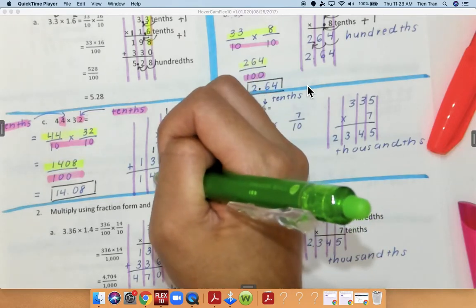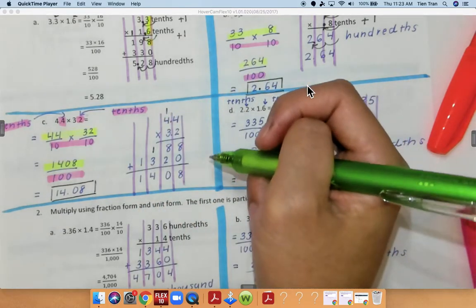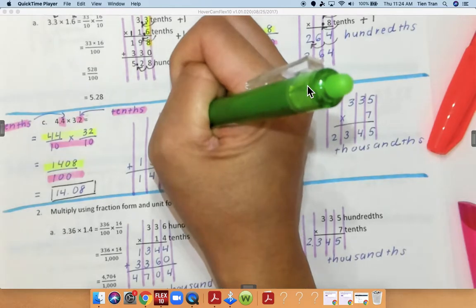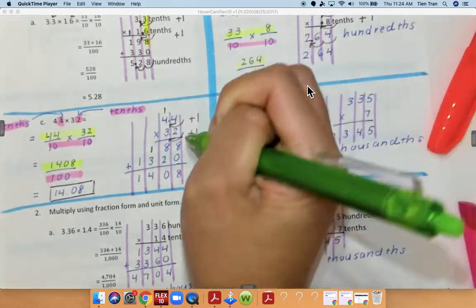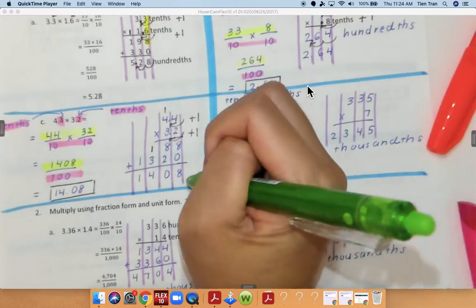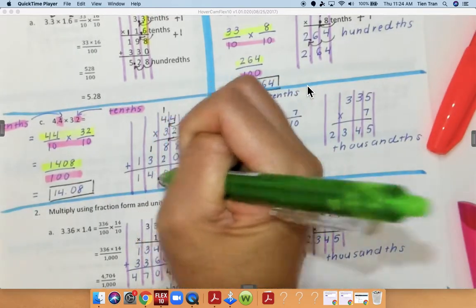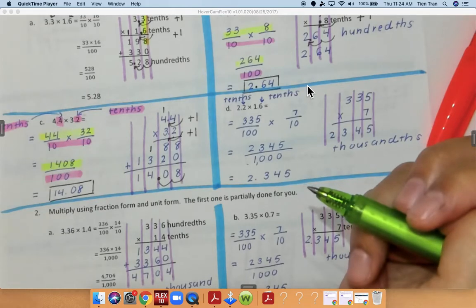3 plus 1 is equal to 4, and break down your 1. How many times would I move my decimal over? Notice that I moved it once, plus 1, plus 1, so I need to move it over twice. 1, 2, so that means that your decimal is going to be 14.08.